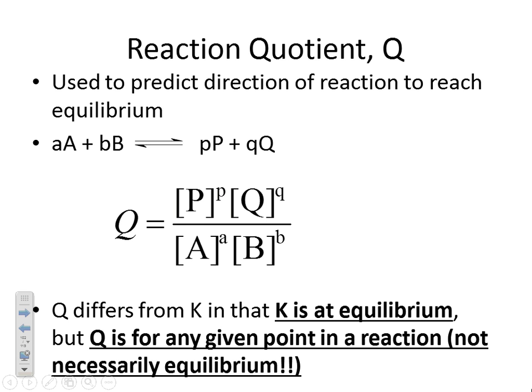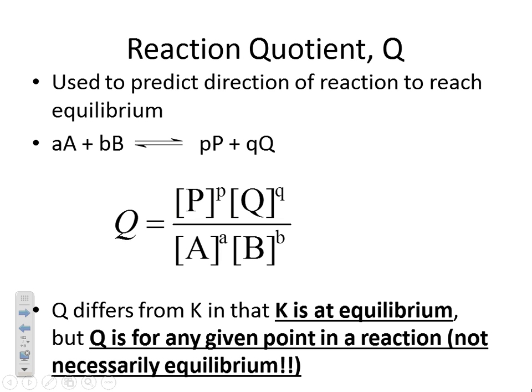They're written exactly the same way, but the difference is that K is for the concentrations of the system when it is at equilibrium. So K is very specifically at this particular state when the forward rate of the reaction is equal to the reverse rate of the reaction and concentrations are staying constant.